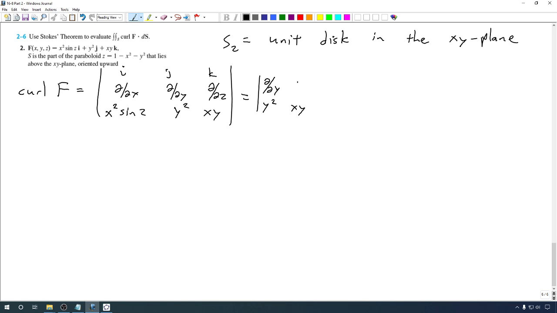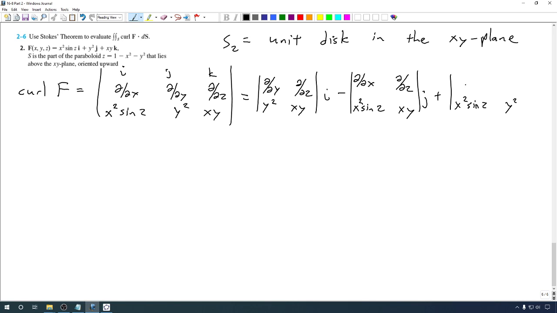We take derivatives with respect to y and z for our i component. We have x squared sine z and xy with derivatives with respect to x and z for our j component. We have x squared sine z and y squared with derivatives with respect to x and y for our k component. Going diagonally, we have an x minus 0, so actually just leave out those parentheses.